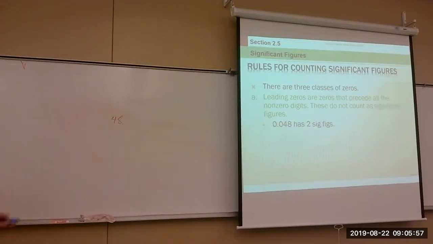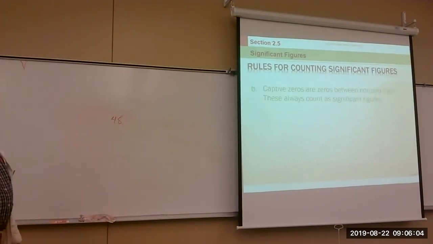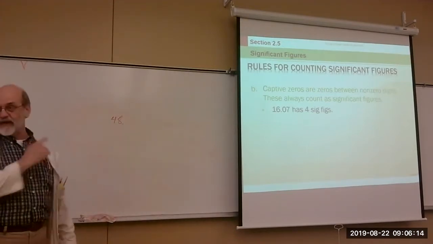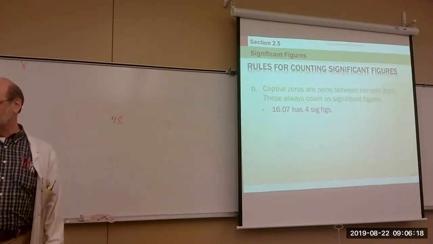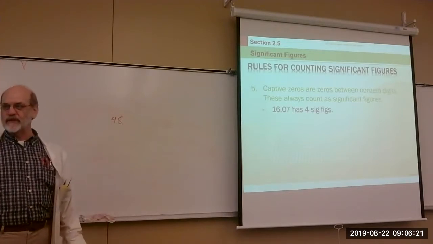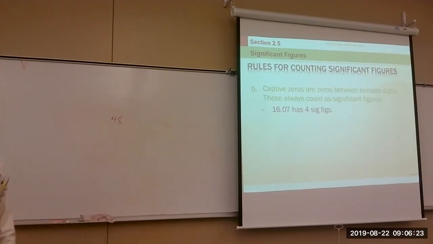Then we move over. What if we put one of these zeros between the 4 and the 8? Now that zero is significant. Why? Because it's holding a place. If it's not there, then we don't have that number. We take that zero out, then we have 16.7. And that's a different number than 16.07. So that zero has to be significant. So now we have 4 significant figures in that number. So any zero that's bracketed by non-zeros is significant.